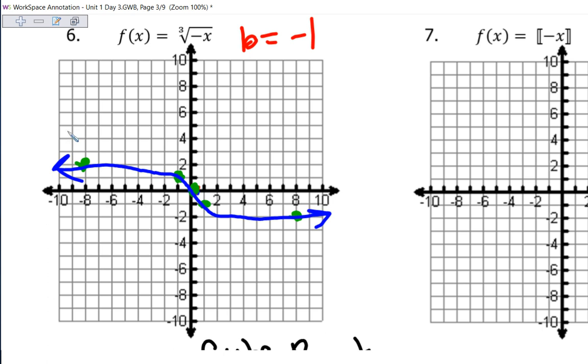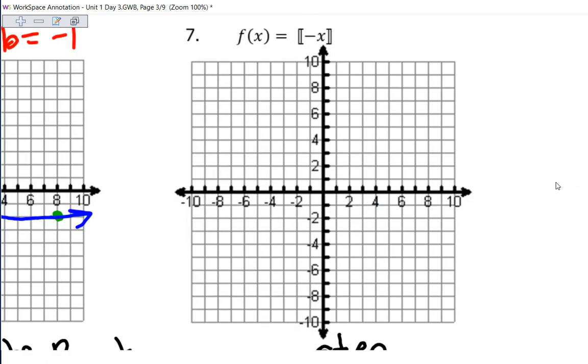Now, number 7. What is the parent function here? Step. If you see those square brackets, that is a step function. Or on your assignment, you may also see just a single square bracket. If you see just a single square bracket, that also means a step function. It just depended on which computer I was on and which math type software I had in order to create this assignment.